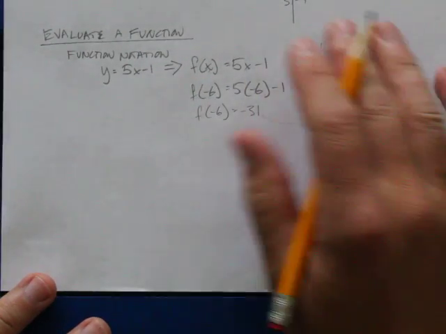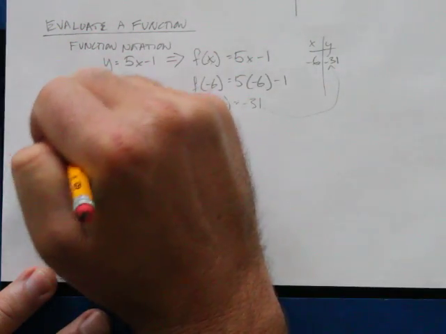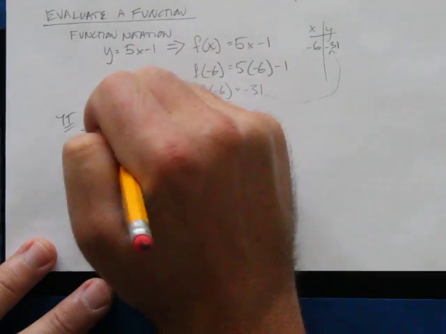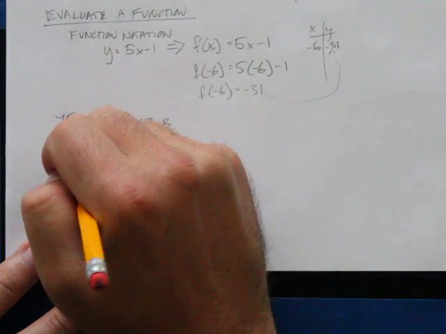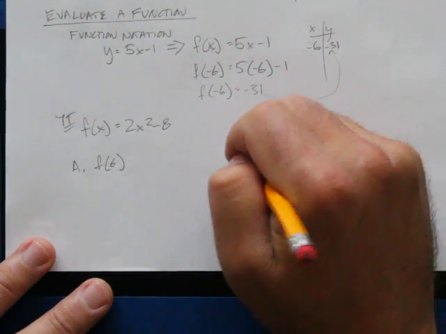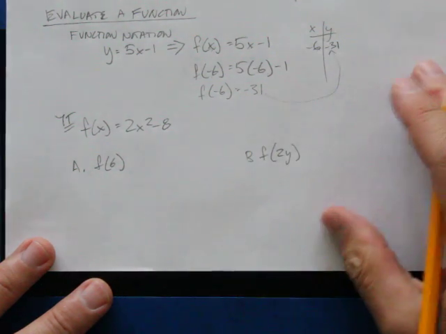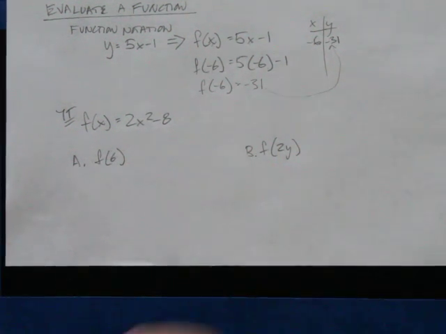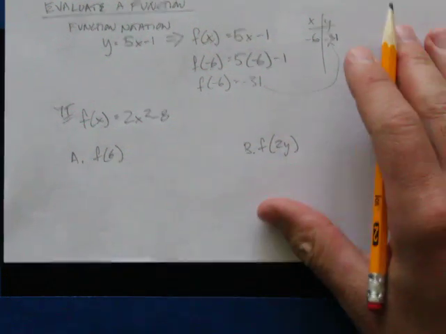Let's have you do one now. Let's have you do 2. I've got f of x equals 2x squared minus 8. I want to know, A, what is f of positive 6, and B, what is f of 2y. All right, just plug in the values and work it out, and go ahead and pause and get to work.